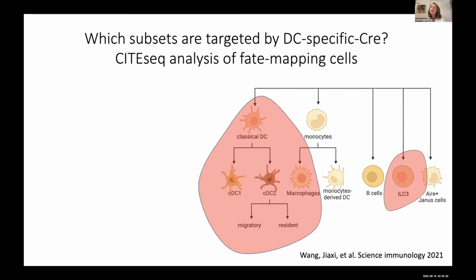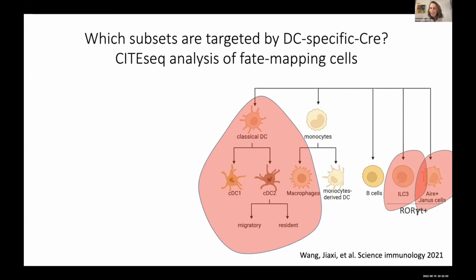collaborator, James Gardner. Those cells were named Janus cells, and they're very, very interesting cells, and they resemble the thymic epithelial cells. So those two populations seem to be targeted by our Cre, and very interestingly, both of those populations express the transcription factor RORγt very exclusively.